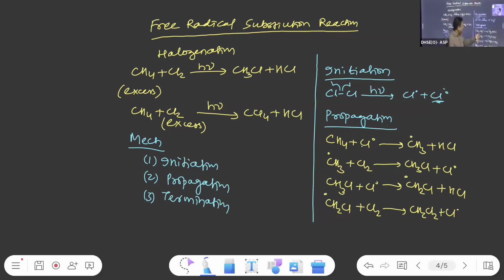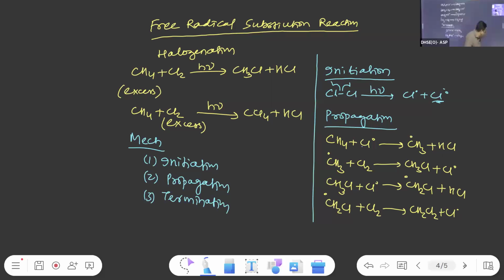So the chlorine free radical takes away the hydrogen. The hydrogen radical is removed by homolytic cleavage, forming a carbon free radical and HCl. The carbon free radical again reacts with a halogen molecule to form the haloalkane along with a halogen free radical. So this way the reaction will be continued.